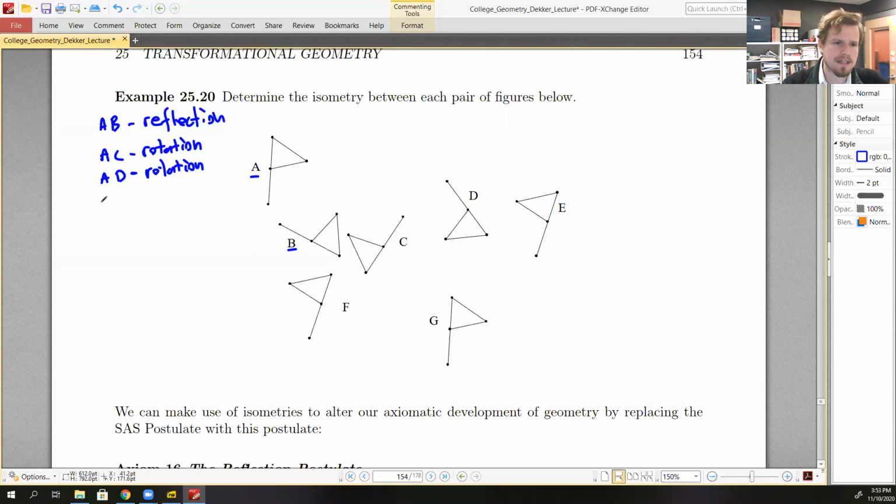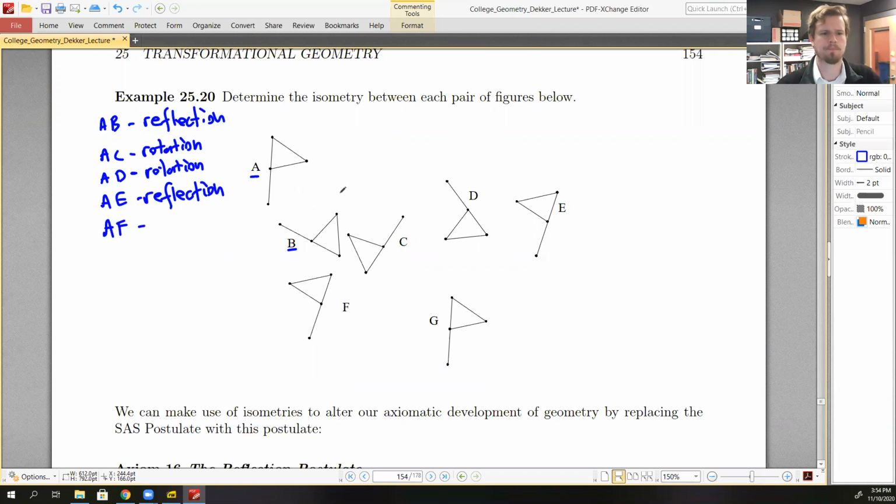All right, and then we have AE. E is way over here. Comparing A to E, flag pointed to the right, flag pointed to the left, and it looks like that could be a line of reflection, right? Because it has to be a reflection or a glide reflection. Looks like this could be the line of reflection, so we'll say it's a reflection.